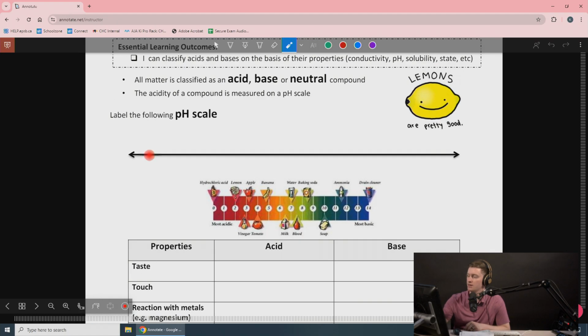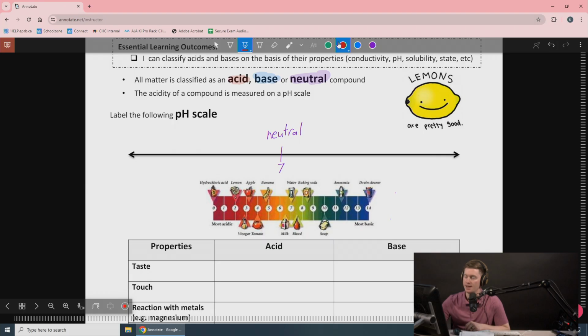This line here, we're going to draw a pH scale on it. All matter can fall onto this pH scale and be classified as an acid, which I'm going to highlight in red, a base, which I'll highlight in blue, or a neutral compound, which I've highlighted in purple. The acidity of a compound is measured on a pH scale. The pH scale right in the center gets the number 7. Compounds that are at a pH of 7 are considered neutral compounds.